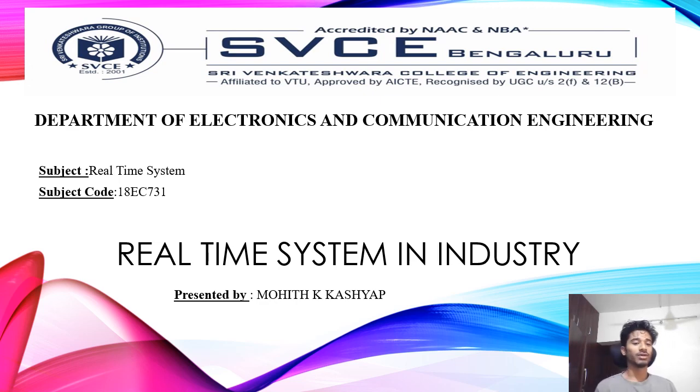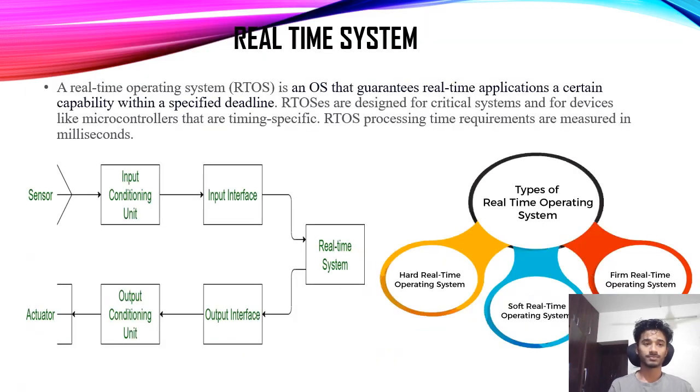So today we are going to learn about real-time systems in our industry. So let's move on to the next slide. So the first question that comes to our mind is, what is a real-time system? A real-time system is an operating system that guarantees real-time applications a certain capability within a specified deadline. RTOSs are designed for critical systems and for devices like microcontrollers that are timing specific. RTOS processing time requirements are measured in milliseconds.